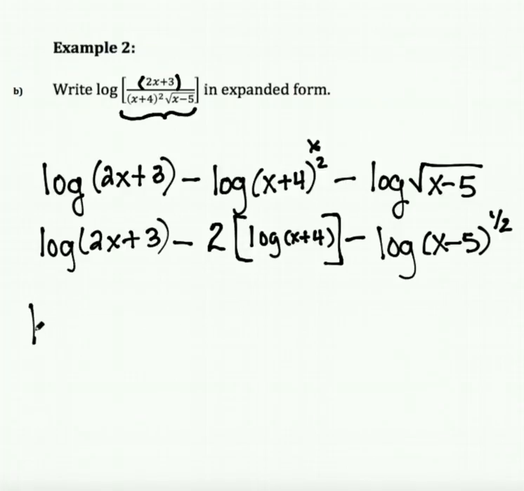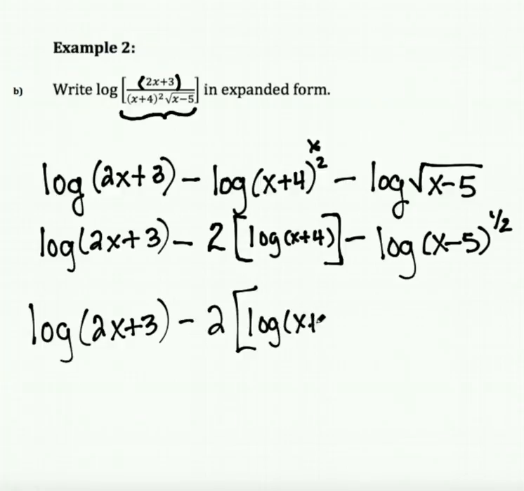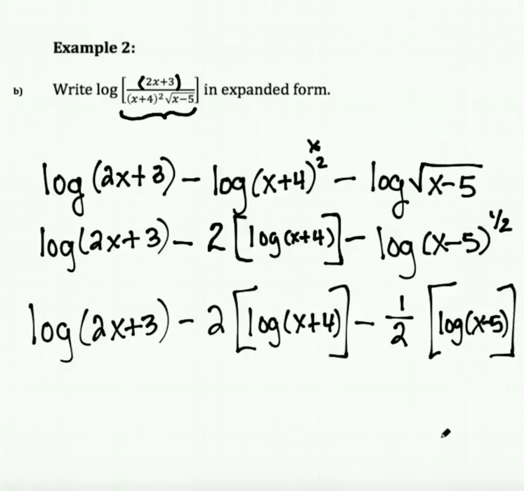So let me rewrite everything. Log of 2x plus 3 minus 2 times log of x plus 4 minus, now I have the power rule again. I can put that 1/2 out in front, times log of x minus 5. All right, so I can't use the power rule anymore. I can't use the product rule, and I can't use the quotient rule, so I'm done, and this is my final answer.